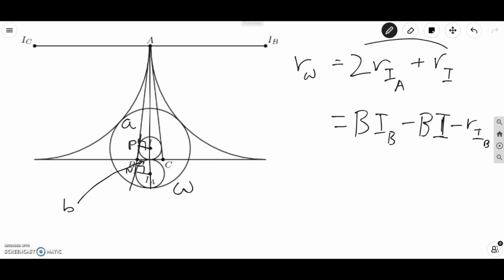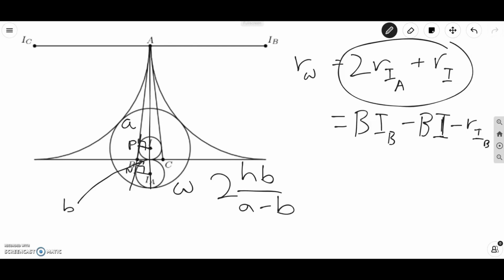And let's do the first one first, namely this expression. So 2RIA, well, we can compute this fairly simply. We computed RIA in the last video at the very end. So we can rewrite this as 2HB over A minus B. And then that would be 2RIA plus RI.